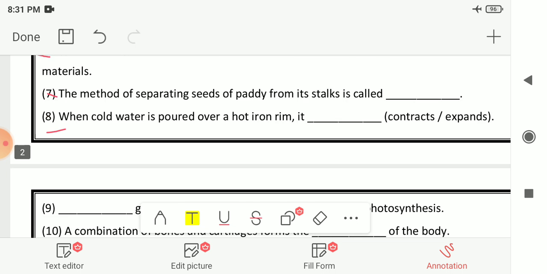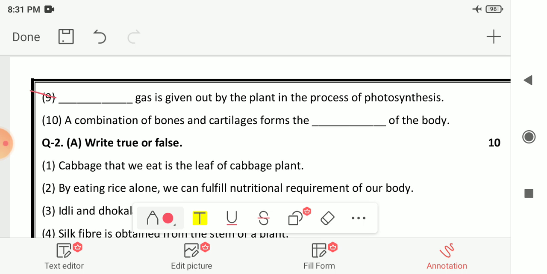Next 9th number, blank gas is given out by the plant in the process of photosynthesis. So here your answer is oxygen. Oxygen gas is given out by the plants in the process of photosynthesis, and it is taking carbon dioxide in this process. Next 10th number, a combination of bones and cartilage forms blank of the body.